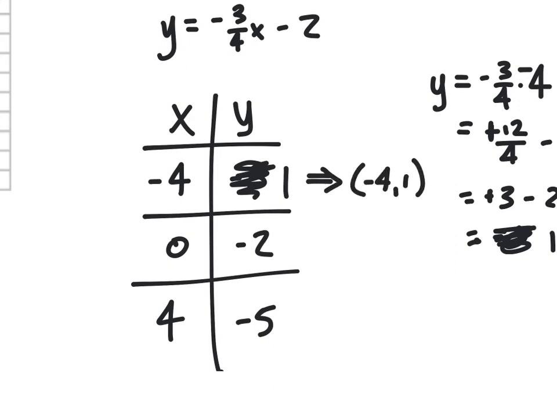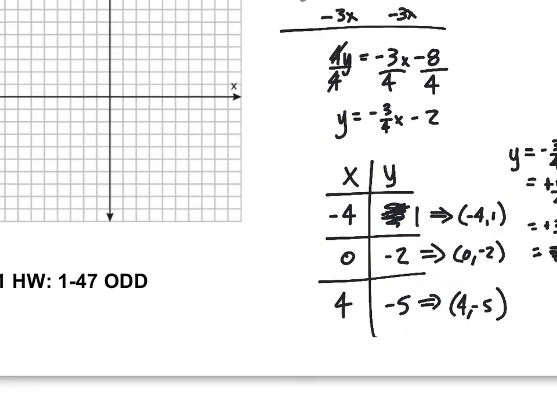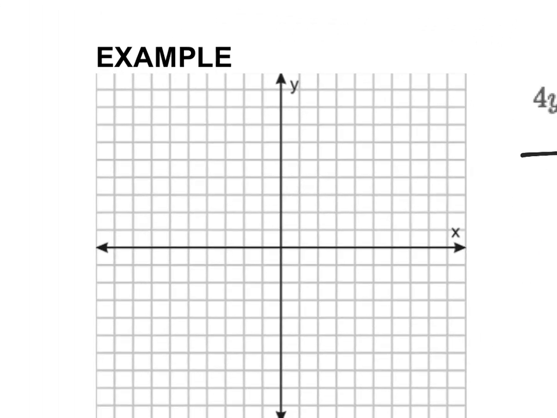All right, so what we're going to do is we're going to get negative 4 comma 1. This is going to give me the point 0, negative 2, and this is going to give me the point 4, negative 5. So what I want to do now is go ahead and plot these points. I'm going to plot the point negative 4, 1, 2, 3, 4, 1. Then 0, negative 2, and then 4, negative 5, 1, 2, 3, 4, 5. And so all these points are connected by a line.